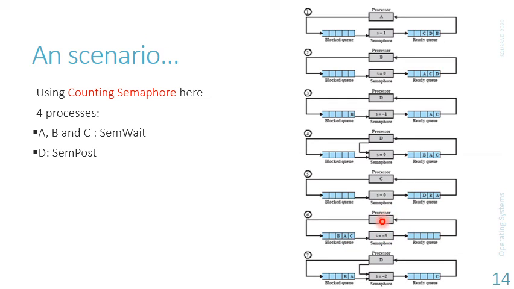So D is back. D will increment the semaphore, the counting semaphore. So we're going to unblock one of them. The first one to unblock is the first one that asked for it. So it is C. So C will be able to execute. And we still need D to execute 2 more times in order to unblock everyone here.